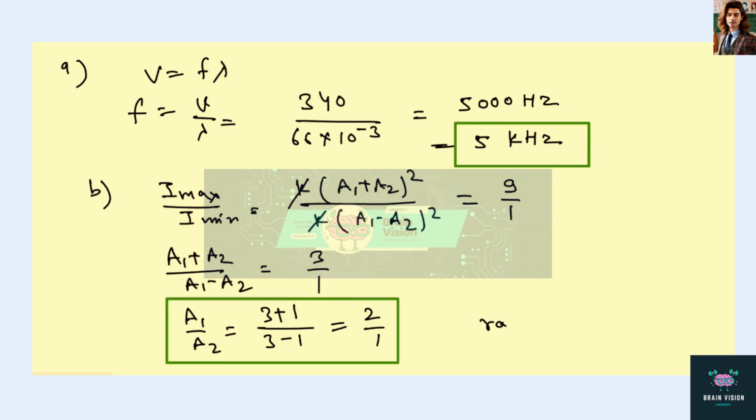This will be the answer of part B of the question, or we can say the ratio of the amplitudes is equal to 2. This will be the final answer of this question.